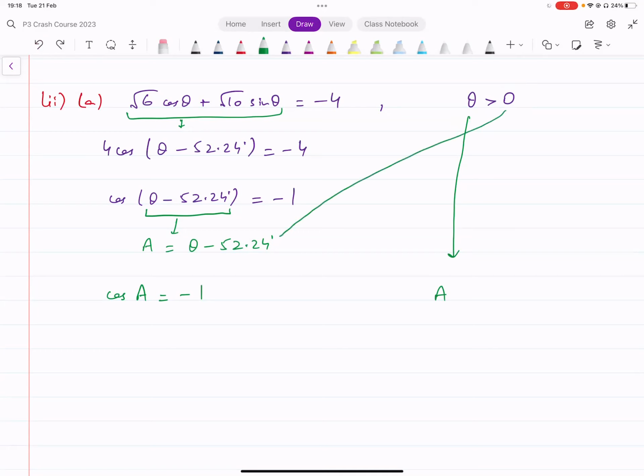In this equation, A equals theta minus 52.24. What's the corresponding value for A? 0 minus 52.24 gives us minus 52.24. So if theta is greater than 0, A should be greater than minus 52.24. So that's the interval that we're going to be looking at for the values of A.